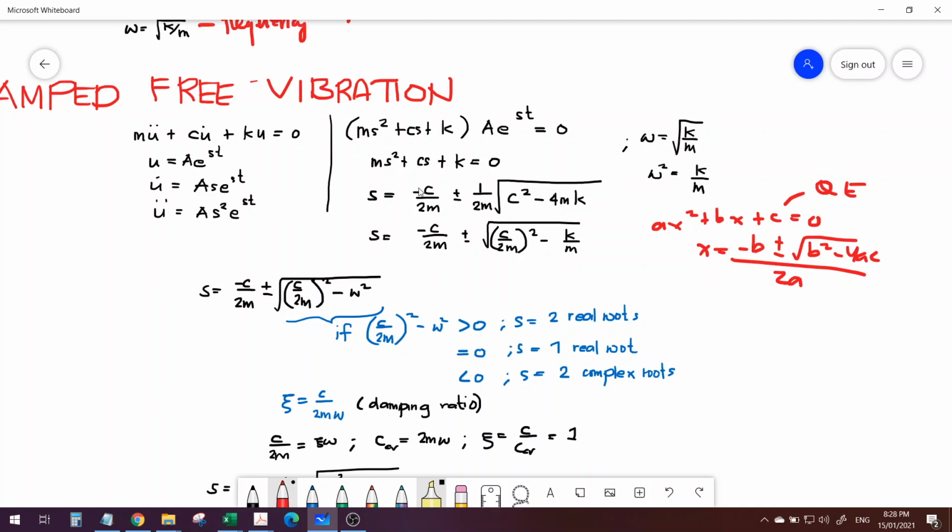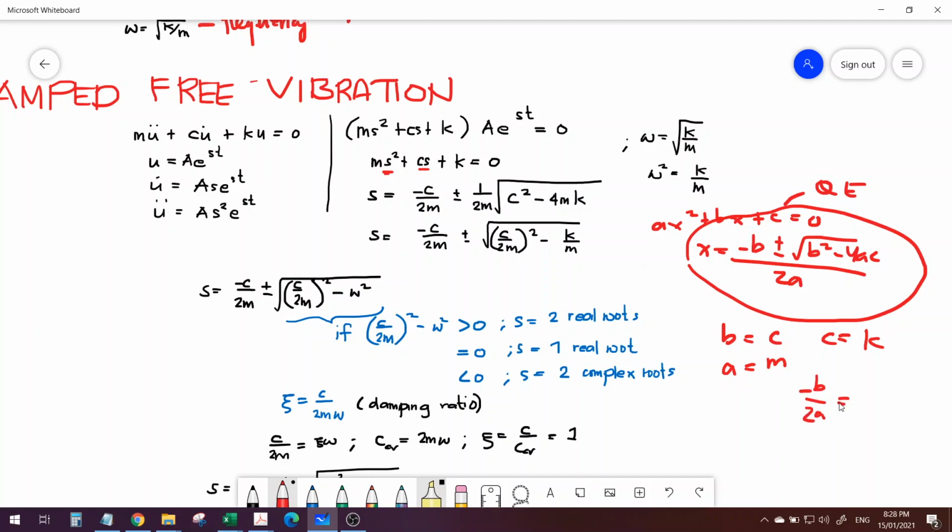Yan. So, our x here is s, no? So, applying the same concept, your b is this one, okay? Our b is equal to c. Our a is equal to m. Then our c here is k. So negative b over 2a is equal to negative c over 2m.